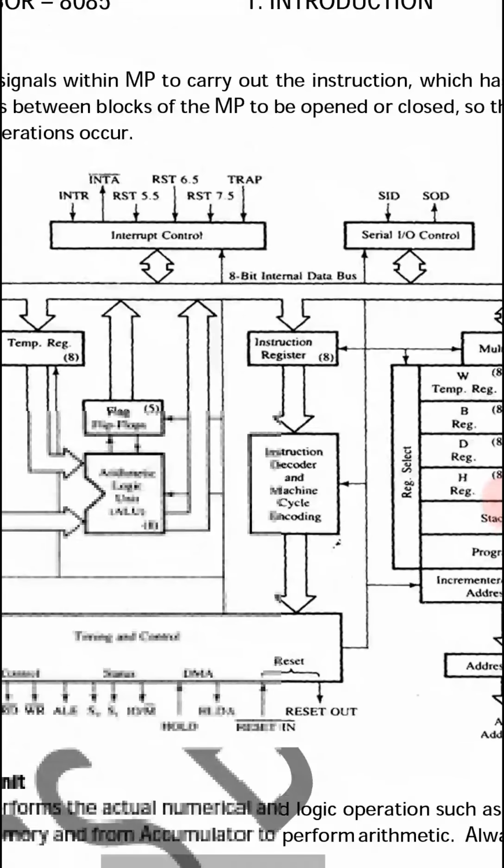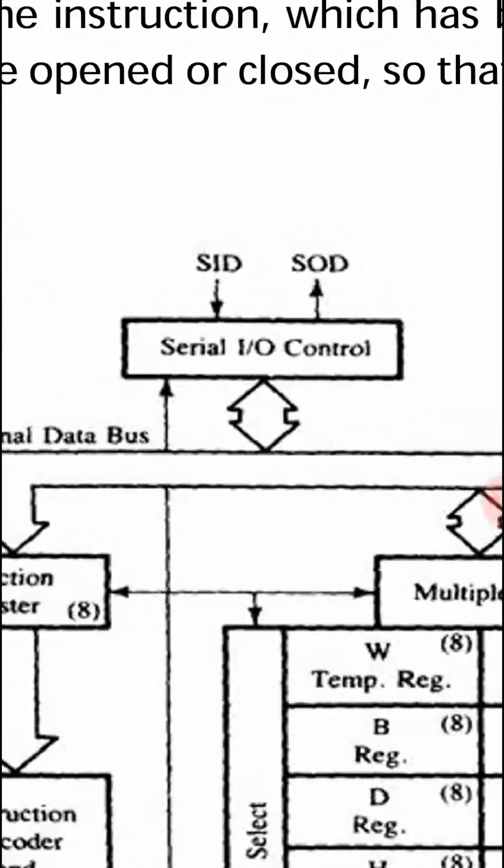Along with this there are two more units. One of the units is serial input output control. This unit is used to take serial input from the device as well as to send the output. SID is the serial input and SOD is the serial output.